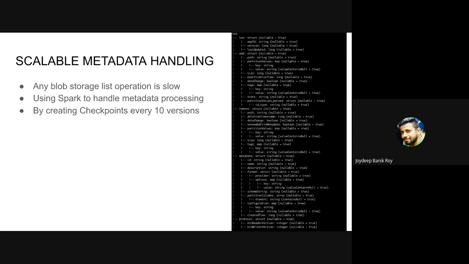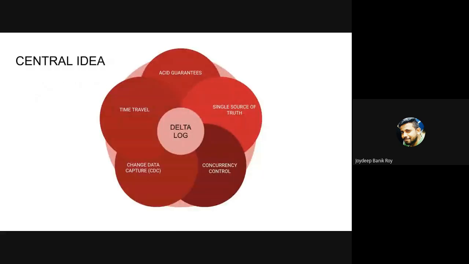The best part is that what the Delta team has done is they're not just processing the data using Spark, they're also processing the metadata using Spark. All these transaction logs that I'm talking about create checkpoints and do certain optimizations on top of the metadata as well, using Spark. Okay, let's move on. I'll quickly jump to the central idea here. The central idea is that of a delta log, which is something we'll be focusing on.